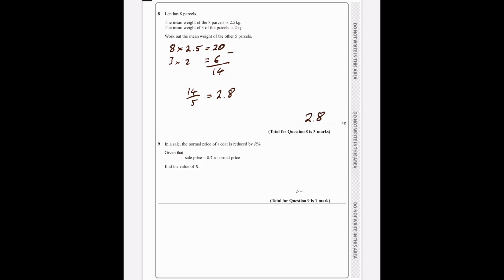Multiplying by 0.7 is the same as decreasing something by 30%.